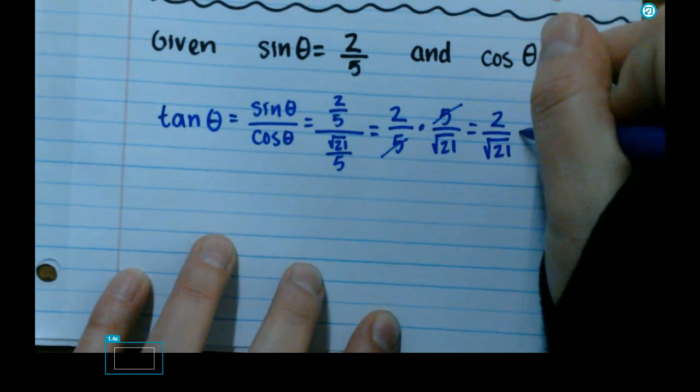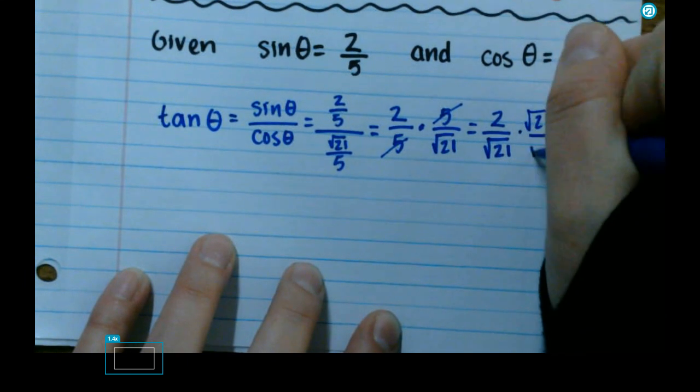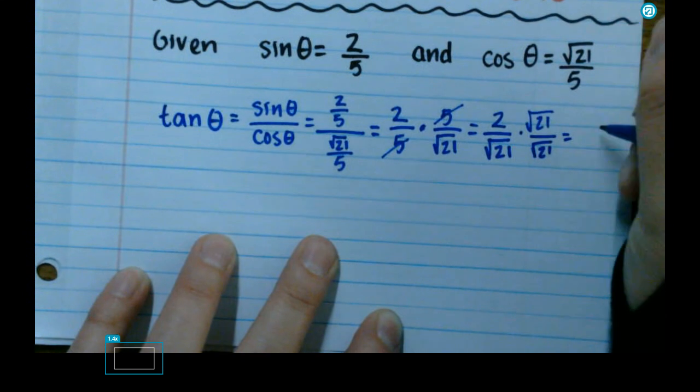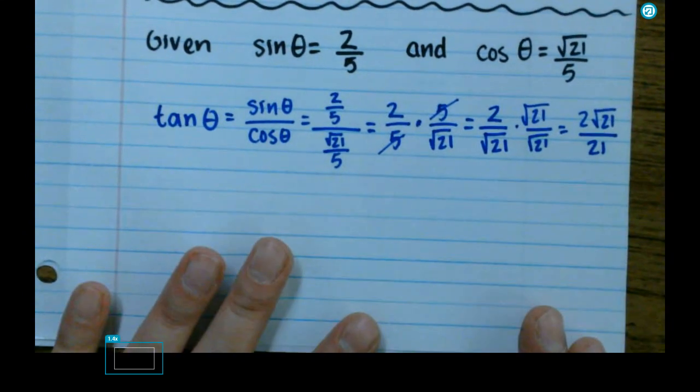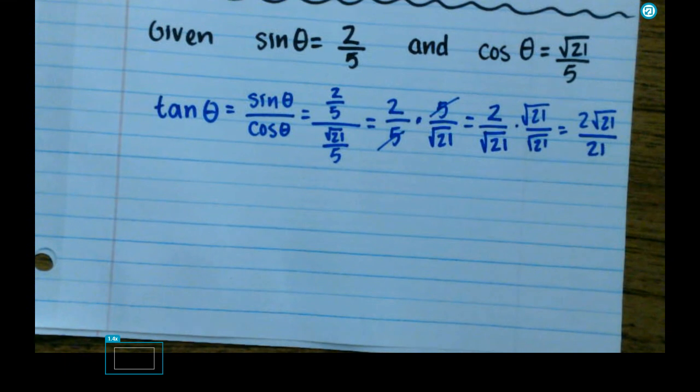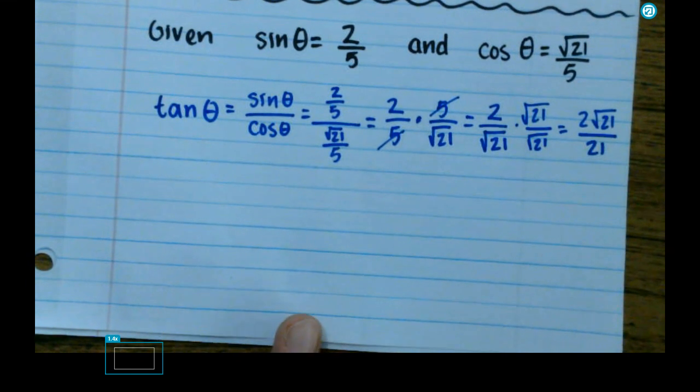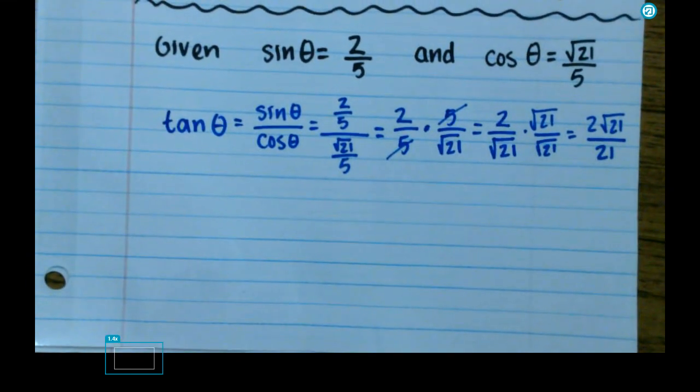Rationalize the denominator by multiplying by square root of 21 over square root of 21. So that gives us 2 rad 21 over 21. Lots of 2's there. Okay, so we have now used sine and cosine to find tangent. Any questions about that thus far?